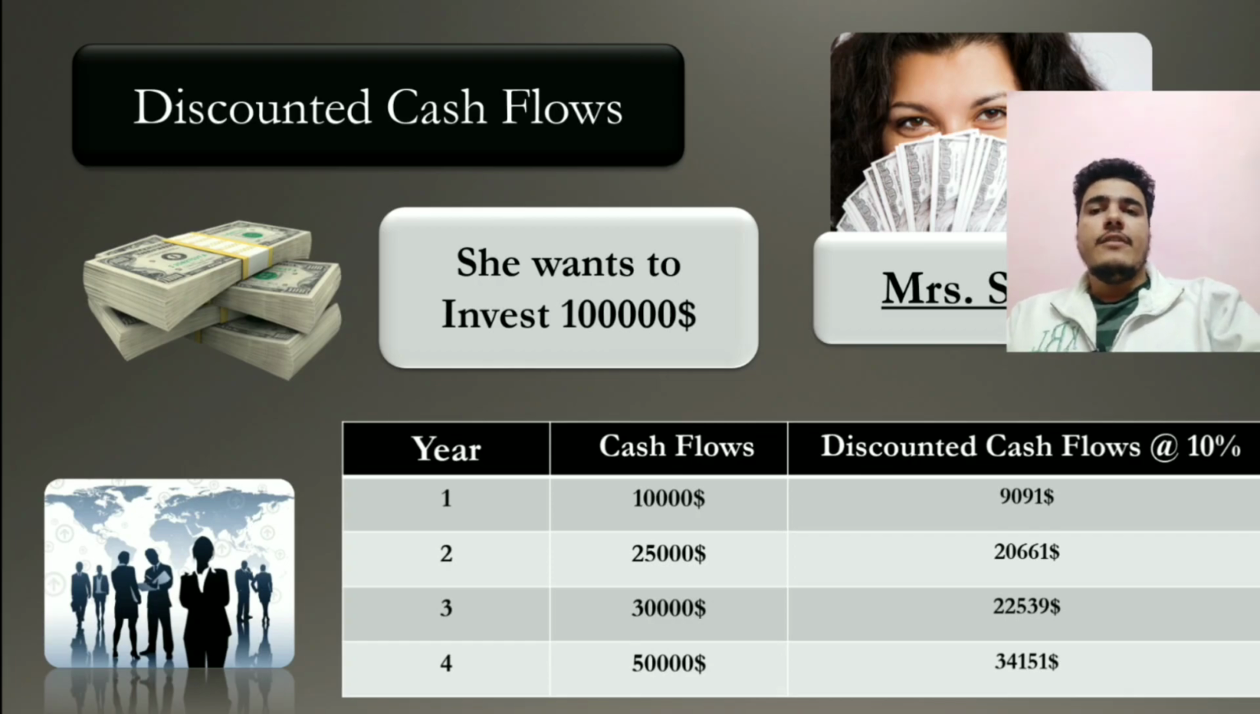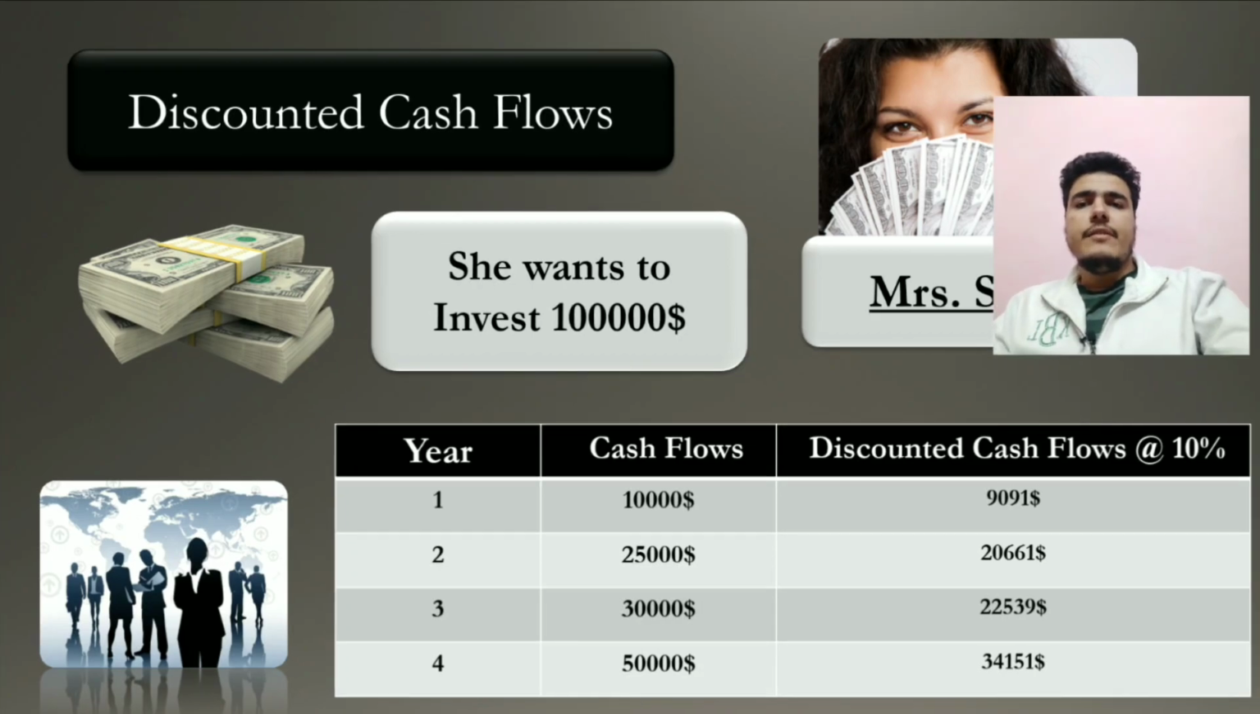In year one she will get $10,000, but it is a future value. We have to calculate it in present terms, so we have to divide it by 1 plus R. What is R? That 10% that she can get on debentures without any risk. So 10,000 divided by 1 plus R, and 1 plus 10% means 1.1. So 10,000 divided by 1.1 gives you 9,091, which is the present value of that 10,000.